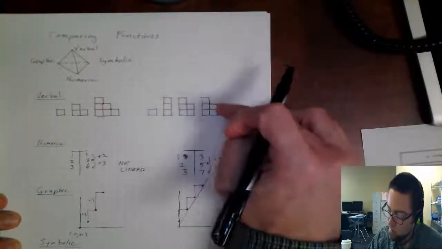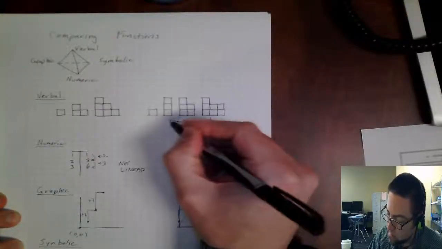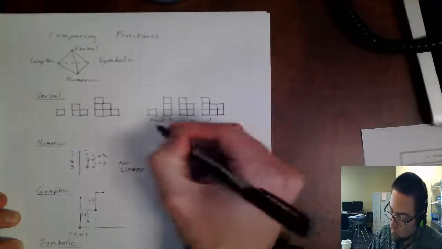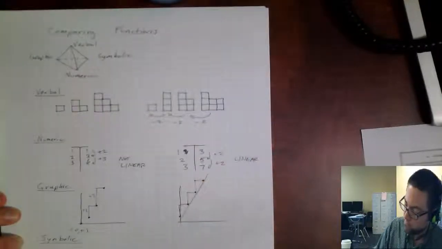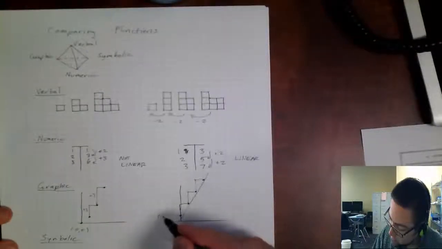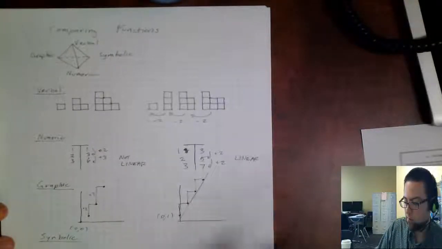See, here I'm taking away 2. If I go backwards, take away 2, take away 2, take away 2, I would end up at 1, right? So actually the point 0, comma 1 would probably be on that graph.